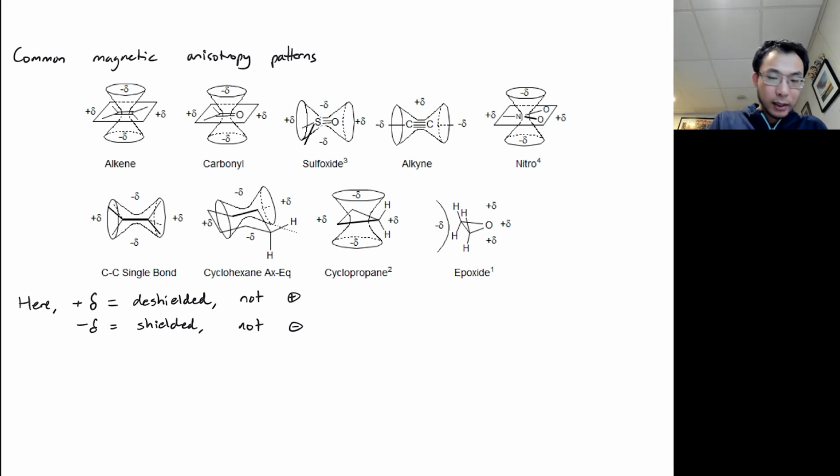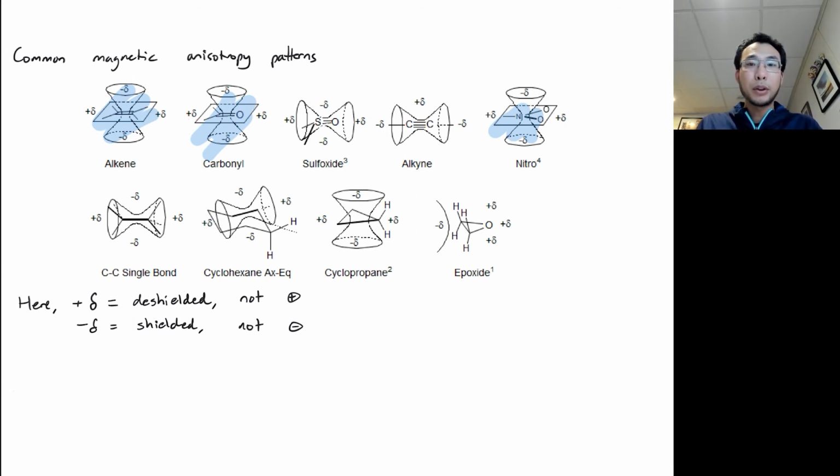These magnetic anisotropy patterns are just some that we want to get used to in our mind. So generally speaking, what we'll see is that pi bonds, such as these here, will have a region above and below, so that's indicated by the minus delta here. So above and below that are more shielded, and then in the plane of the pi bond here, the nuclei there will be relatively de-shielded.